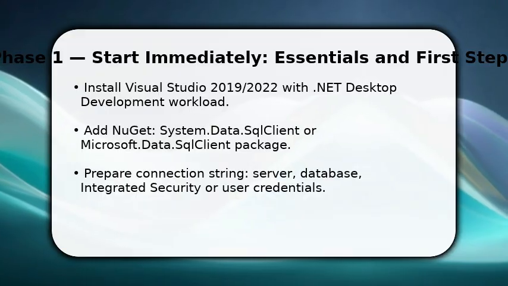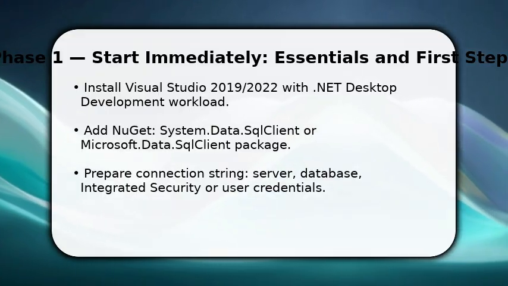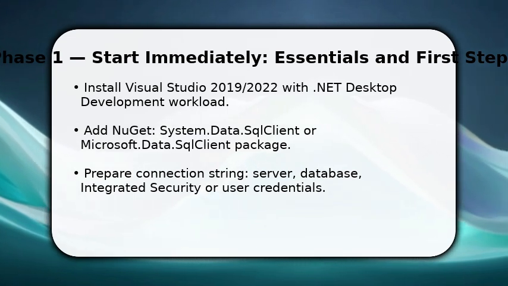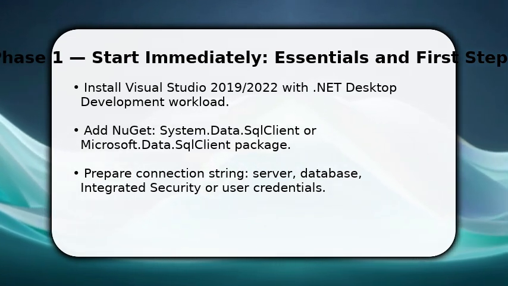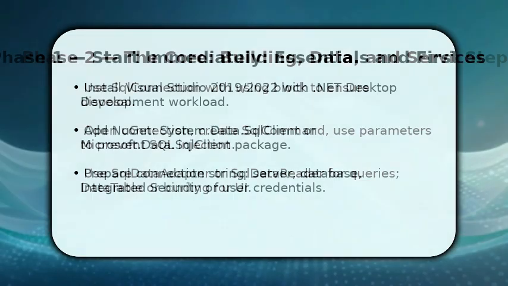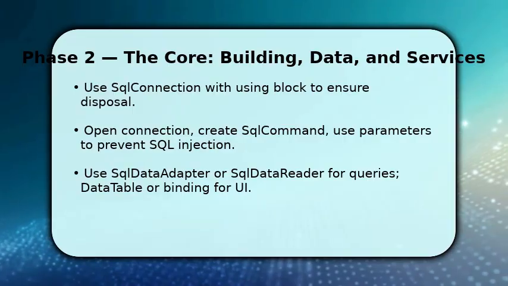Next, create a secure connection string in app.config or user secrets. Include server name, database, and authentication method, so your code can read it at runtime without hard-coding credentials. Now implement the connection and data access code.